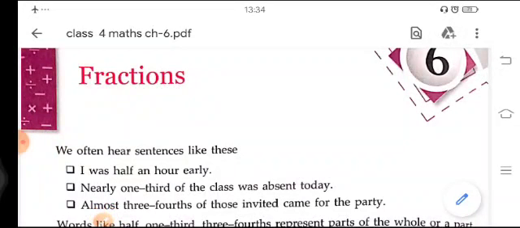So students, in today's class we will start our new topic, that is fractions. Fraction is a very new word for you all. So first we will understand the meaning of the fraction.